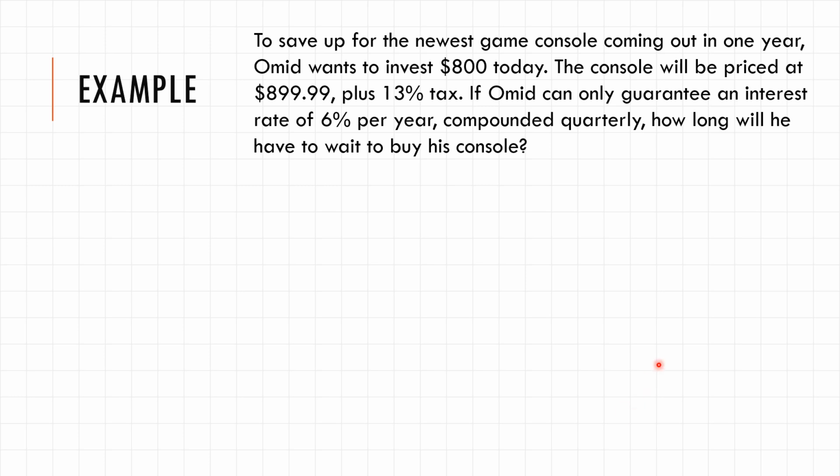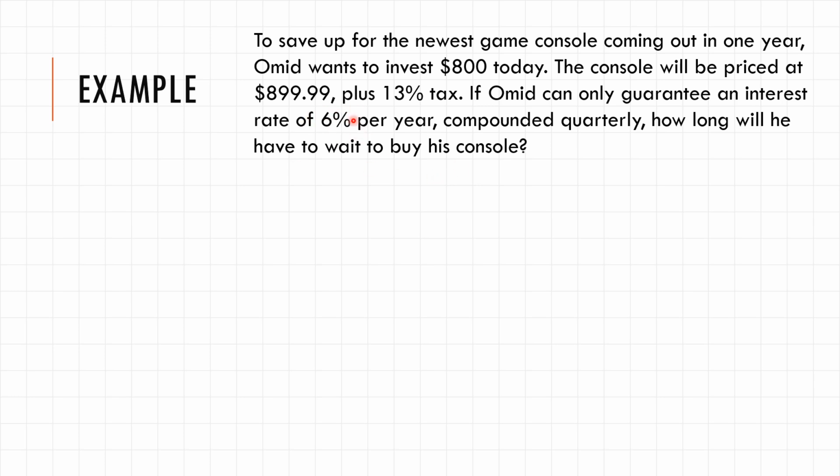Let's take a look at one more example here. This is the same situation. Omid is trying to invest $800 today. He is trying to buy the console in 1 year. It's going to be priced at $899.99 plus 13% tax. But Omid can't find anywhere that will give him 27% interest. That's crazy high. So instead, he does manage to find somewhere that gives him 6% per year, and they even promise him that it won't compound annually, it'll compound quarterly. So if that's the case, how long will he have to wait to buy his console?